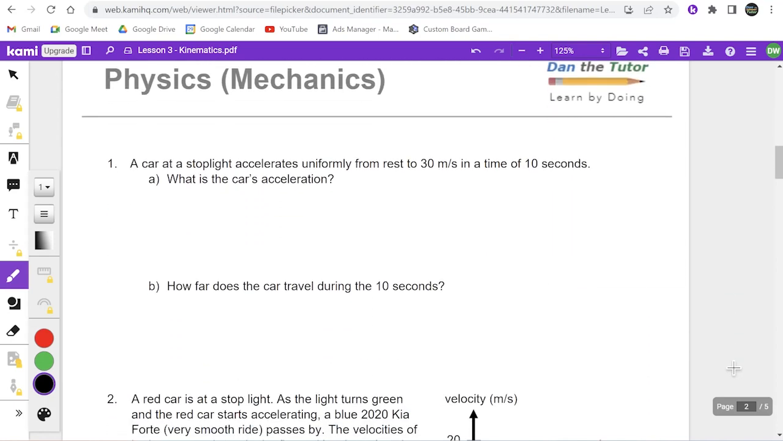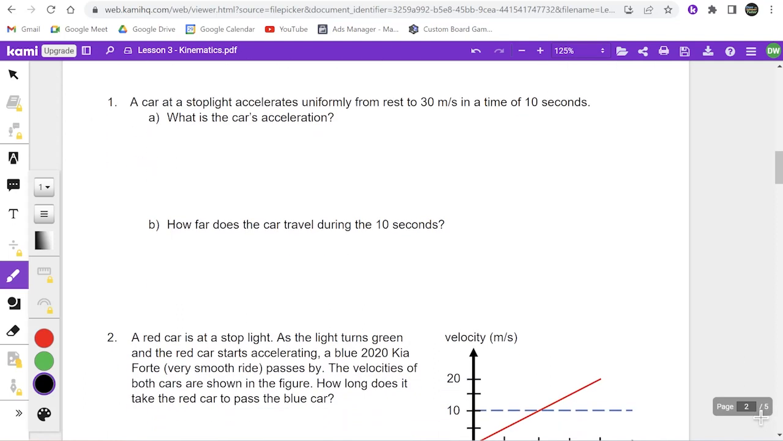So we have our first example problem. Number one, a car at a stoplight accelerates uniformly from rest to 30 meters per second in a time of 10 seconds. What is the car's acceleration? My advice for you is for any kinematics problem, write down the knowns and unknowns. So for instance, it says it starts from rest. That means I know V initial. My initial velocity is zero because it's starting from rest. It then says it accelerates from rest to 30 meters per second. That means my final speed must be 30 meters per second.